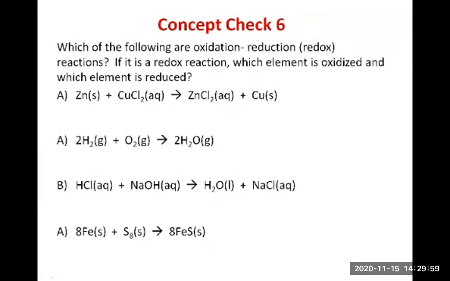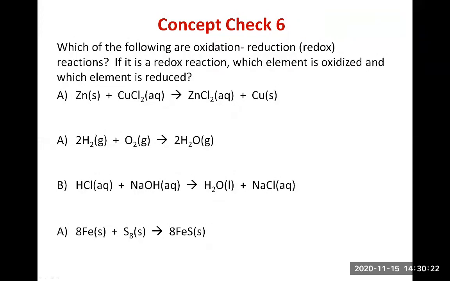So this is the 9th video of chapter 7. We'll go over the concept check on oxidation reduction reactions. Then we'll see about combustion reactions, which are a special case of oxidation reduction reactions. And we'll start introducing other ways of classifying chemical reactions.